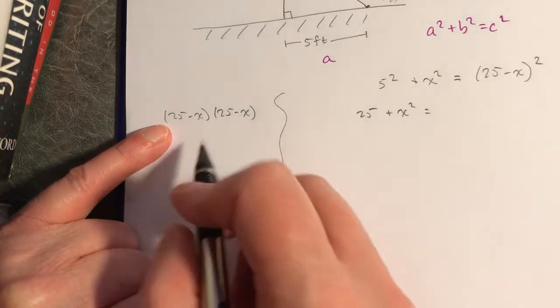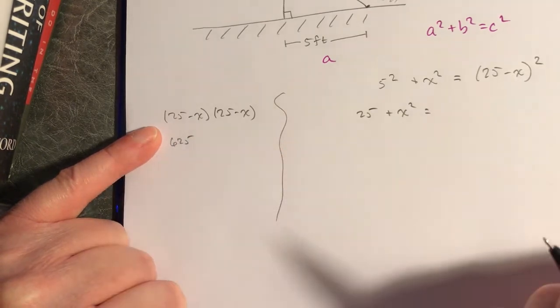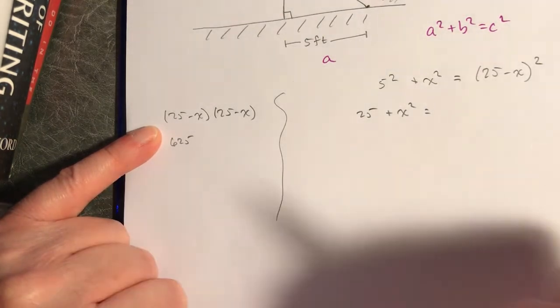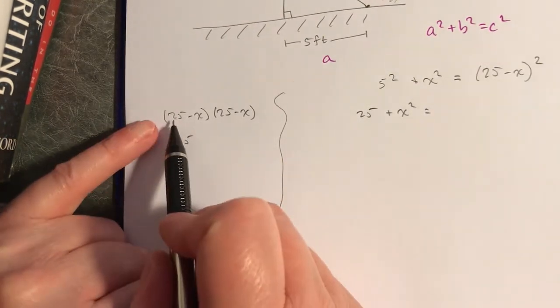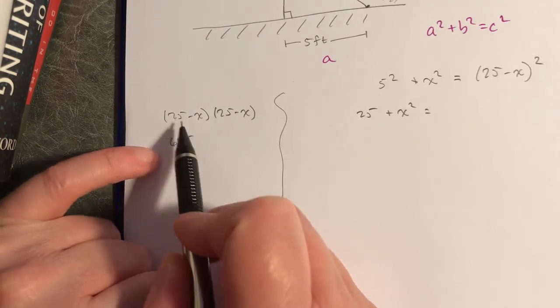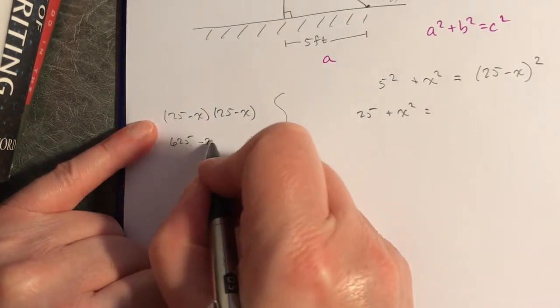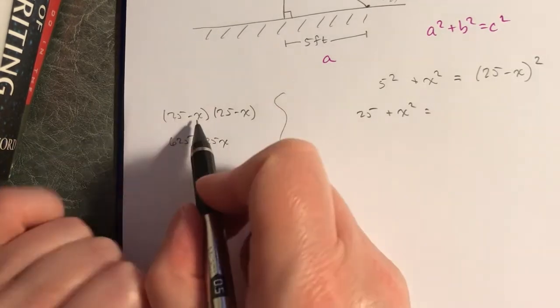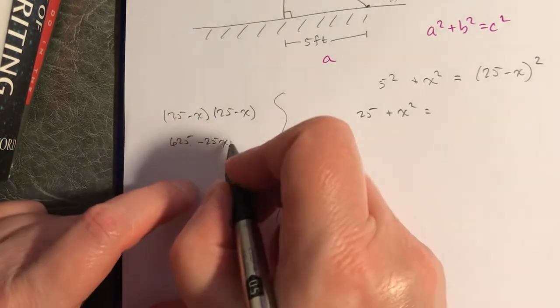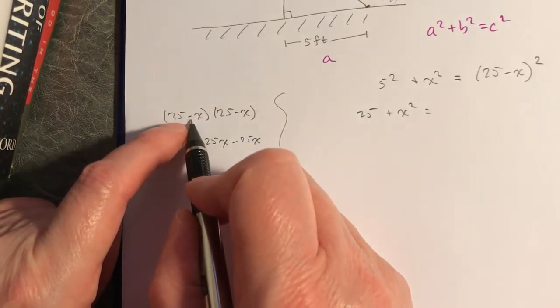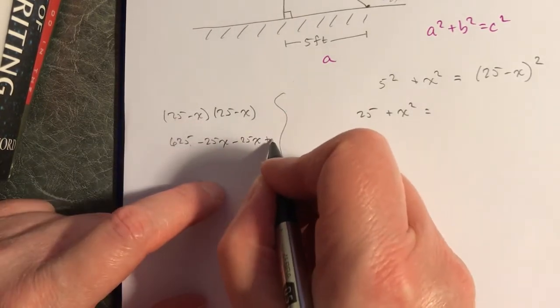So 25 times 25 is 625. If you don't know that, use your calculator or do it out by hand. I know it because I've been doing this for decades. You just end up remembering the numbers. 25 times x, that's a subtraction, so let's subtract 25x. Moving on, that's a subtract x times a 25, that's another subtract 25x. And I just have room to say subtract x times subtract x, that's going to give me a plus x squared.